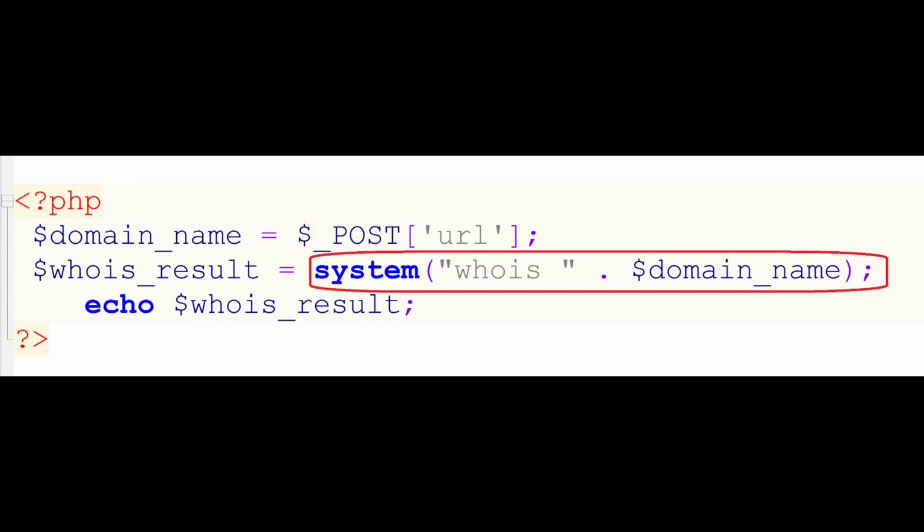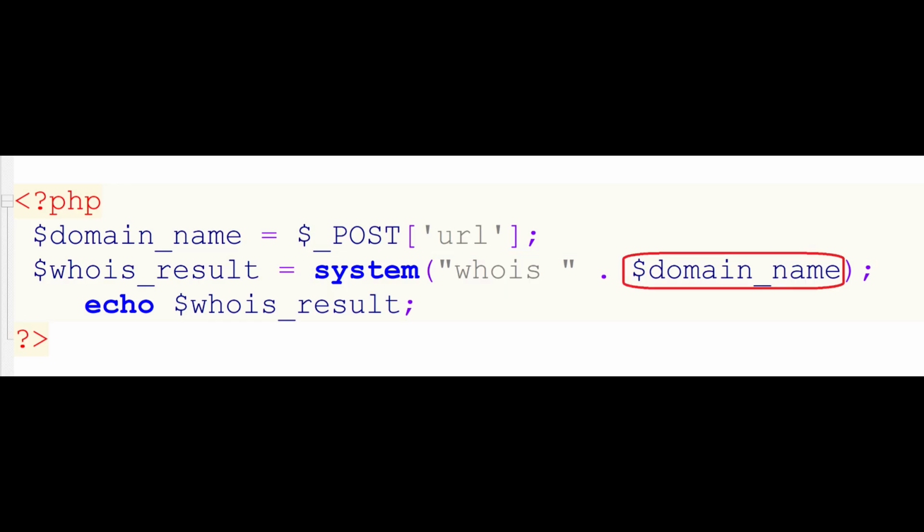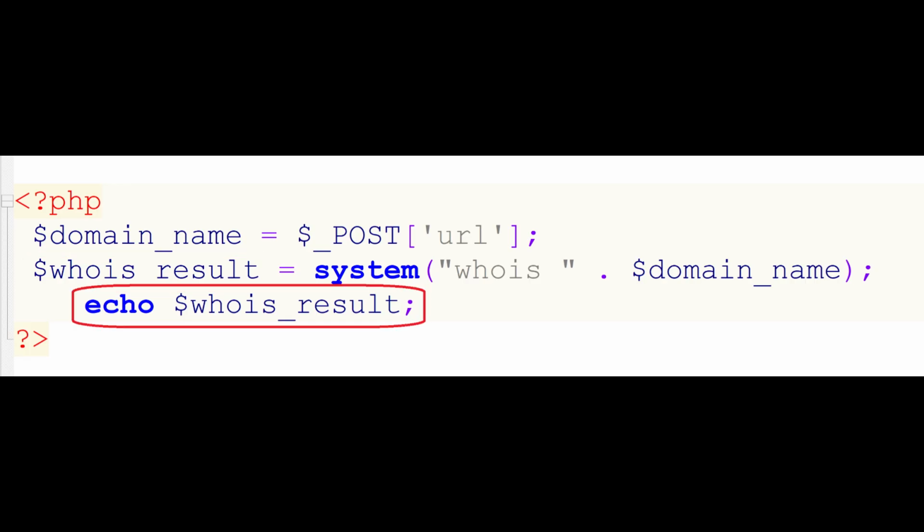It is then taking this variable and inserting it into a system call as an argument for the whois command. We can see that the system call is running whois, and the variable is being passed into it as an argument. Finally, we can see that the result of the system call is being assigned to a second variable, and the value of that variable is being outputted to the page via echo.